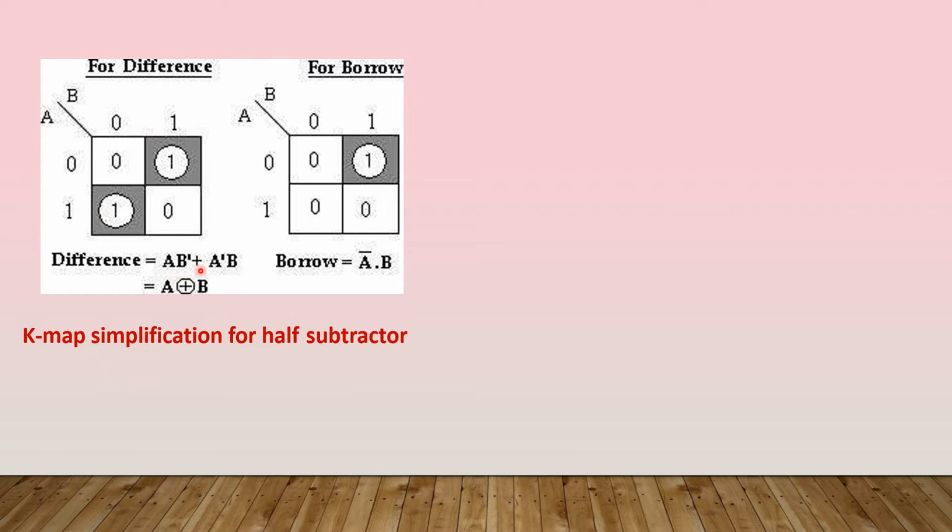So A B bar plus A bar B, we know that it's an XOR gate, that is XOR operation. So we can write it as A XOR B. Similarly, we can write it for borrow. Since it has only one group, the left hand side is 0. Again, it's nothing but the complement of the variable, so therefore A bar, and the topmost bit is 1, which corresponds to the variable B. So therefore A bar B. So borrow out is equal to A bar B.